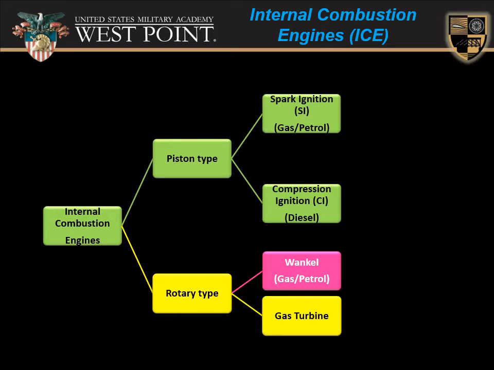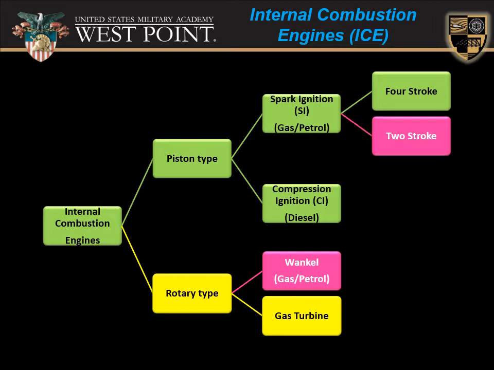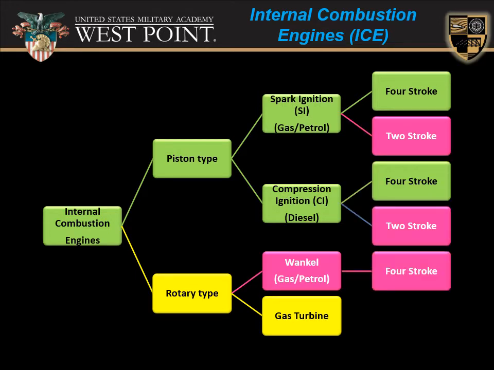Now, going back to the spark ignition engine classification at the top, those can further be broken down by the number of strokes it takes to complete a cycle. So either a four-stroke engine or a two-stroke. Same with compression ignition, either a four-stroke or a two-stroke. A Wankel engine by design is a four-stroke engine, and gas turbines don't have associated strokes, and so that classification is left blank.